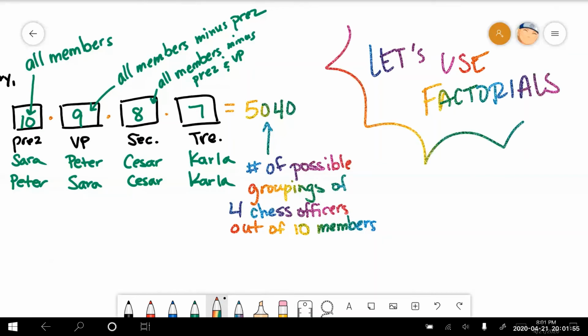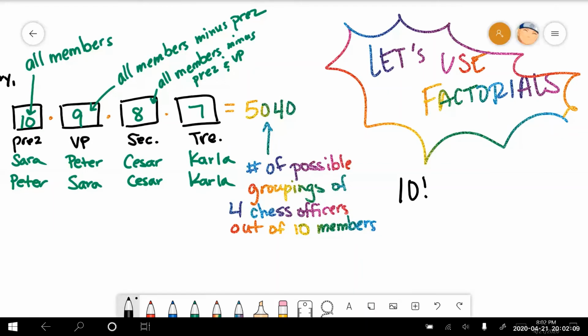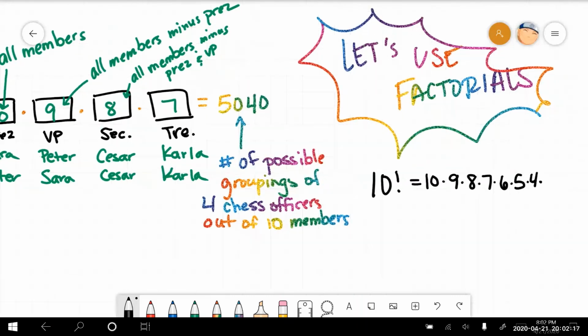So let's do that. Okay, so let's use factorials to take care of this problem. So 10, 9, 8, 7, that makes me think of 10 factorial, right? And what's 10 factorial? If I think about it carefully, I know it's 10 times 9 times 8 times 7 times 6 times 5 times 4 times 3 times 2 times 1.